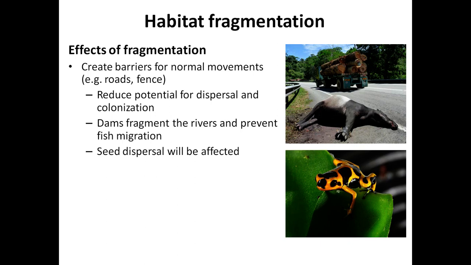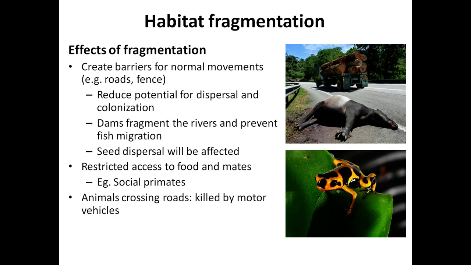And also, if you think about plants, some barriers can reduce the seed dispersal of plants. And another direct impact of fragmentation is restricted access to food and mates, and this is very true regarding large social primates and also large carnivores. And something that we are very familiar with is roadkills. So roads fragment natural habitats, and roadkills are a direct result of fragmentation.